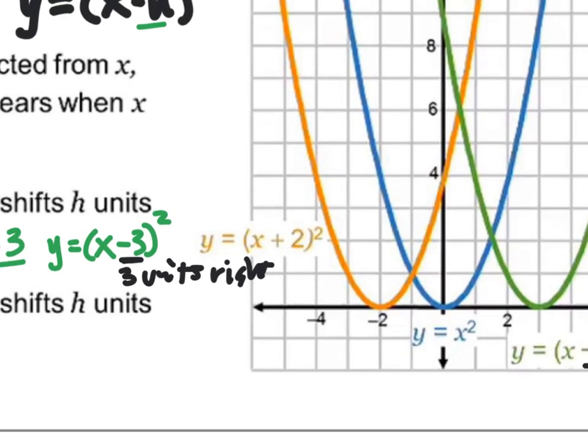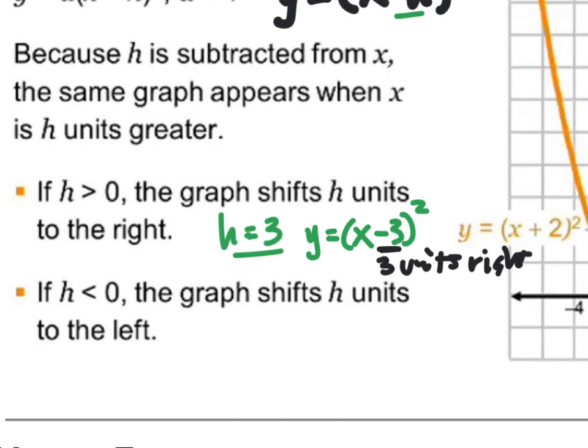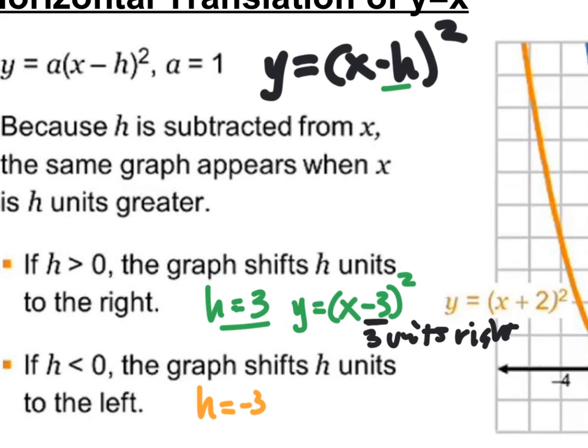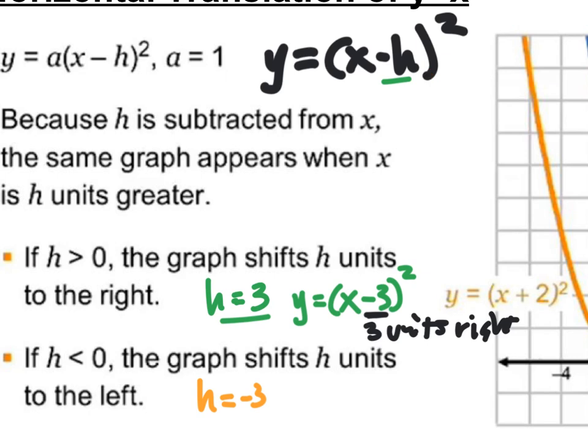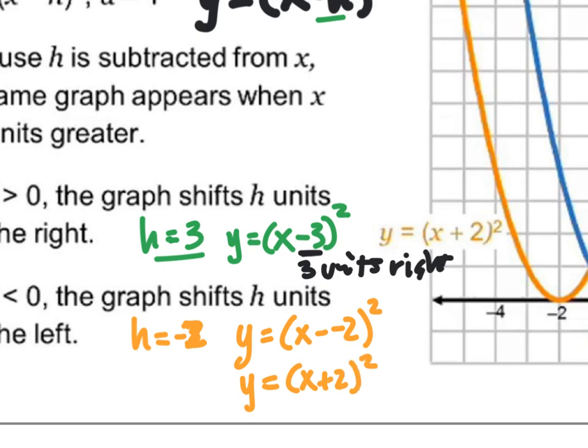And then when you have the orange one, let's say that h is equal to negative 2. If I plug that into my function up here, look what happens. Negative 2 should look like that, not a negative 3. So if I plug that in, I get y is equal to (x minus negative 2) squared. This then becomes y equals (x plus 2) squared.